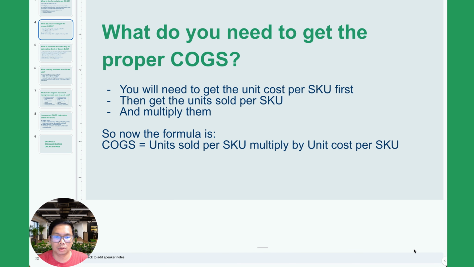Okay, so what do you need to get the proper cost of goods sold? You will need to get the unit cost per SKU first, then the units sold per SKU, and multiply both of them. So now the formula will be revised to make it clearer: cost of goods sold equals units sold per SKU multiplied by unit cost per SKU.